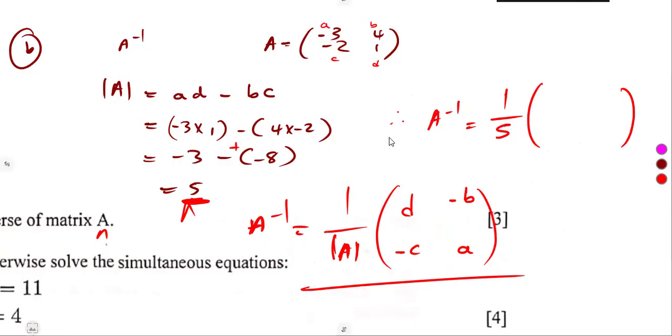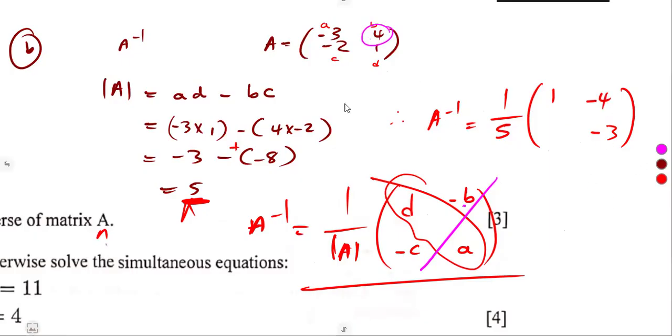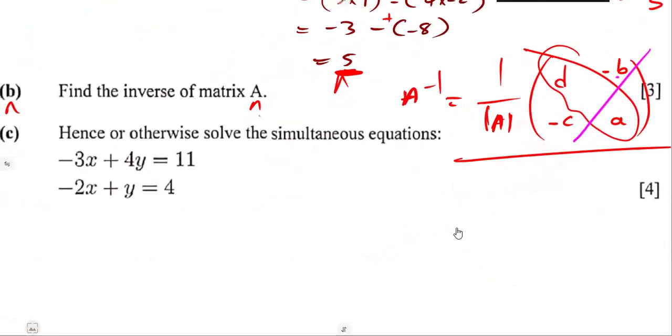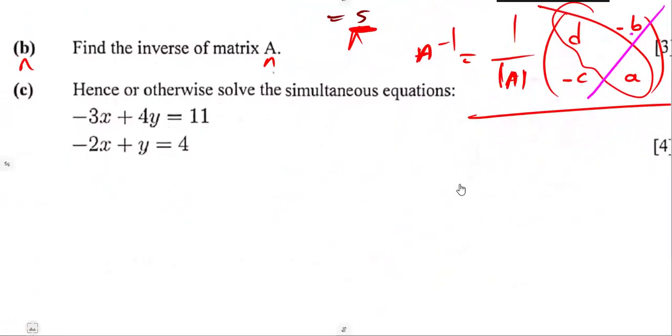What is going to happen? As we can see, we changed the positions of the d and the a, so that's 1 and minus 3. The minor diagonal is now minus b, minus c. You multiply by a negative, so a 4 will be -4. The -2, you multiply by a negative, it will be +2. So that was the condition of our question. We've got the inverse.